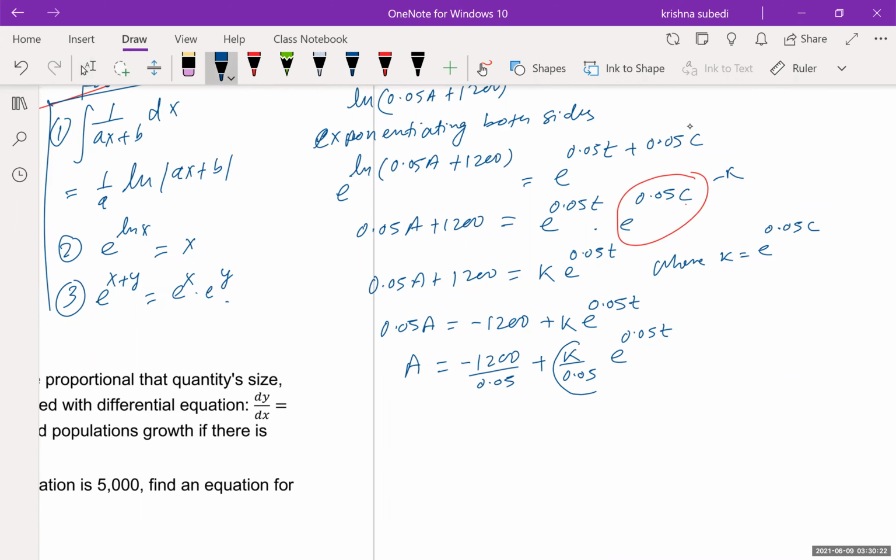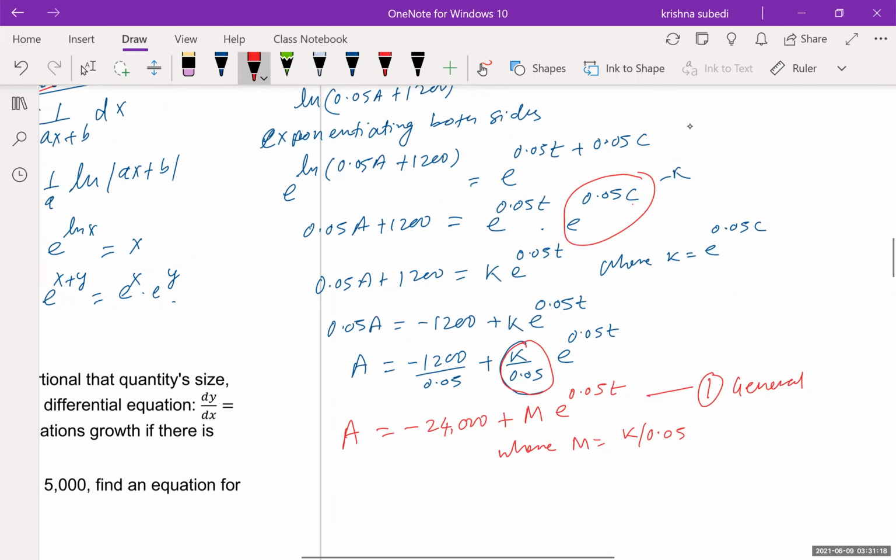Now again, this one is another constant. K is a constant, and when you divide a constant by a constant, you get another constant. This constant looks ugly. You can leave it like this, not a problem, but to make your life easy, I'm going to write A equals negative 1200 divided by 0.05, which I believe is negative 24,000, plus, let's say, m e raised to the power 0.05t, where m equals K over 0.05. So we got the general solution. Let me write this as equation 1 here, and this is called the general solution.